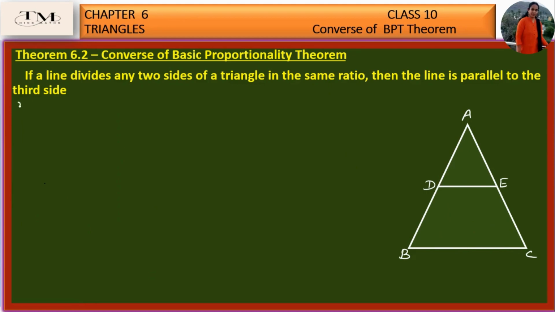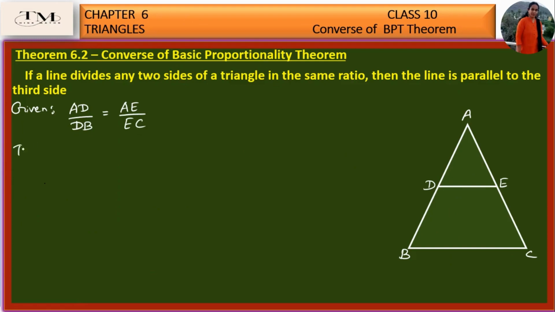So what is given? AD by DB is equal to AE by EC. This is what is given. So if a line divides any two sides of a triangle in the same ratio, AB is divided into AD and DB, so it is in the same ratio. Another line is AC. AC is divided into AE and EC. So they are in the same ratio.